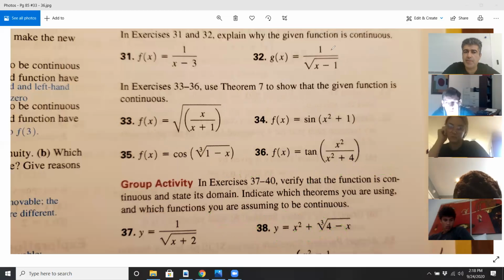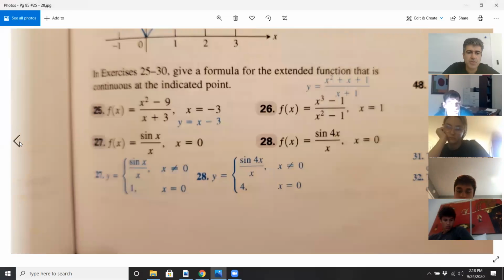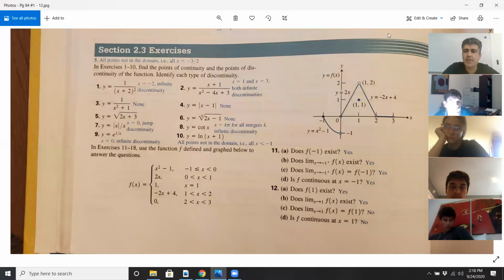I'm going to come back and do number 5 because someone asked about that. And I see there's more questions in the chat, so let me check that out. 19, why is 19 not removable? I'll talk about that. And number 7. So let me do 5 and 7 first, then I'll do 19. And 5 was, why is it a jump discontinuity?